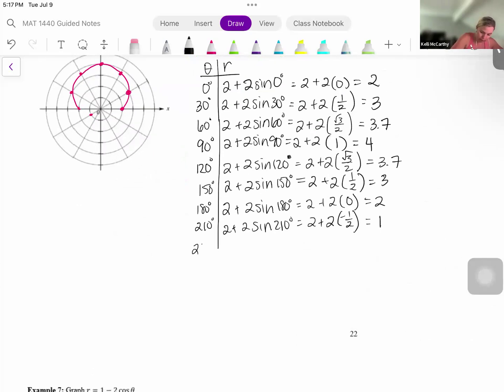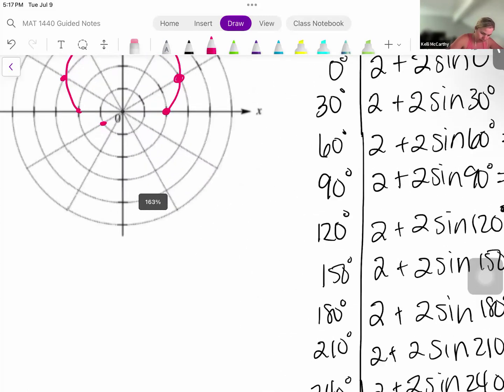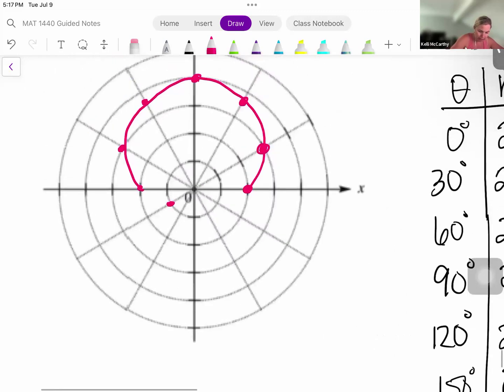Next, you've got 240 degrees. 2 plus 2 sine of 240 degrees is equal to 2 plus 2 times negative square root of 3 over 2, which is 0.27. So I'm going to zoom in real far just so we can see that at 240 degrees, our radius is about 2.27. So we're starting to kind of come in.